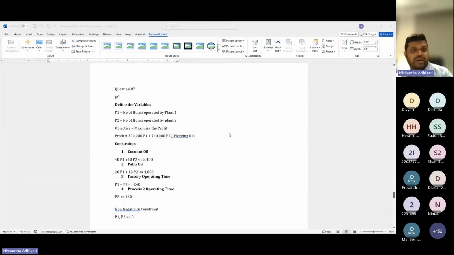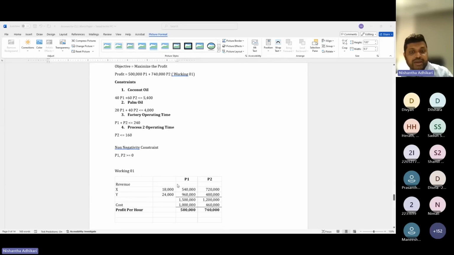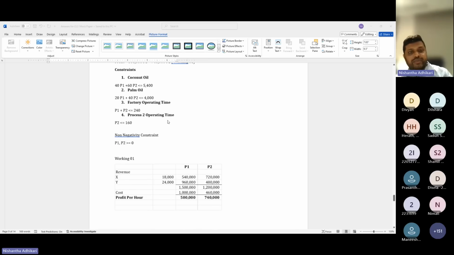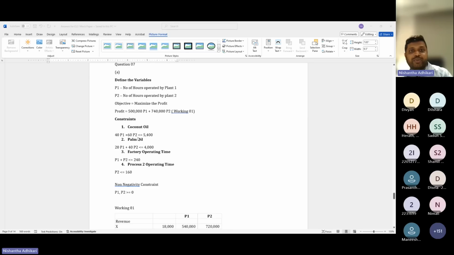This is how you have defined the variables, and then the profit working, you have to work out P1 and P2. Working one is given, because you have determined the best combination to run the operation. The coconut oil is a constraint, palm oil is a constraint, factory operating time is a constraint, and process 2 operating time is a constraint. 4 constraints will be there, and this is how profit will be calculated, and this is how the linear programming model has been developed.